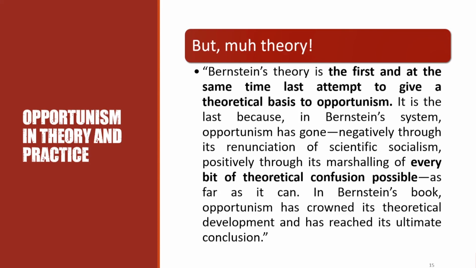So she says, Bernstein's theory is the first and at the same time last attempt to give a theoretical basis to opportunism. It is last because in Bernstein's system, opportunism has gone negatively through its renunciation of scientific socialism, positively through its marshalling of every bit of theoretical confusion possible as far as it can. In Bernstein's book, opportunism has crowned its theoretical development and has reached its ultimate conclusion. That conclusion basically being, don't worry, everyone, capitalism is fine. No need to overthrow anybody or anything.